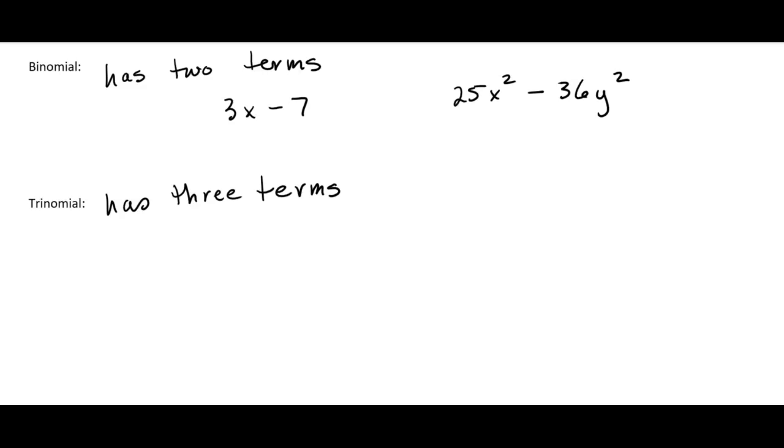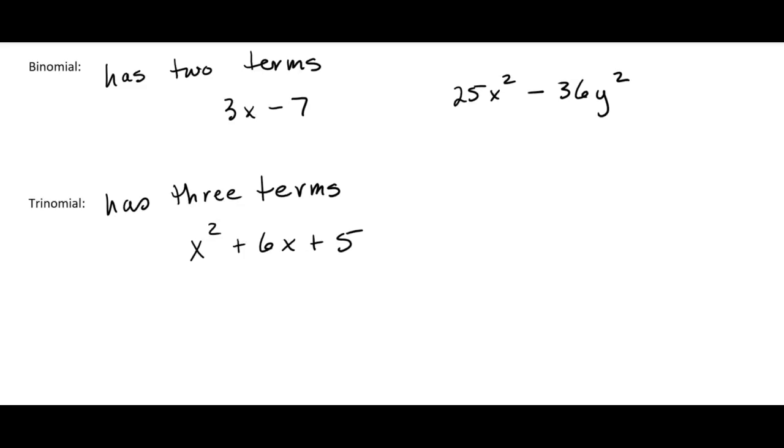That's kind of the generic name, polynomials, poly meaning many. And then we have specific names. If it only has 1 term, it's a monomial. 2 terms, it's a binomial. 3 terms, it's a trinomial. So you could have something like x squared plus 6x plus 5. That would be an example of a trinomial.